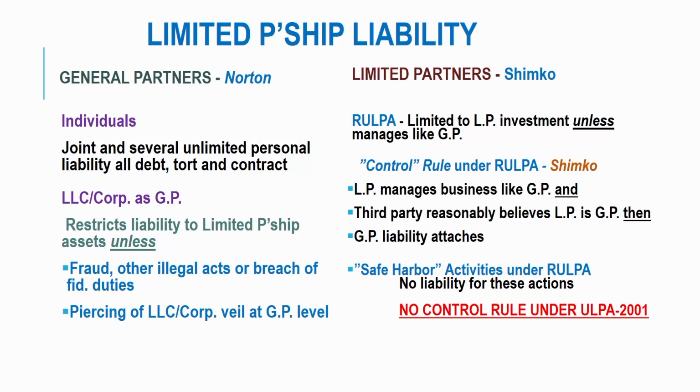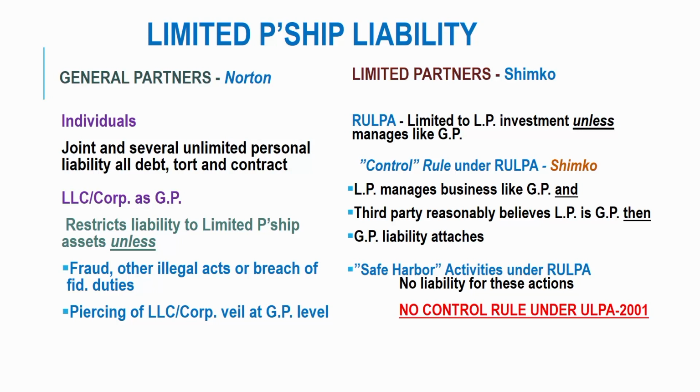So normally you can't go after them unless you can show fraud or other illegal acts or breach of the fiduciary duties, which would allow for piercing the veil of the LLC and going after the individuals. That's very hard to do. Piercing the corporate veil and the LLC veil is extremely difficult to do. So unless it's some kind of wild illegal conduct, it's too bad. If you've got the limited partnership and the limited partners are an LLC or a corporation, you're not going to get to go after the individuals. You go after the business, but that's about it.